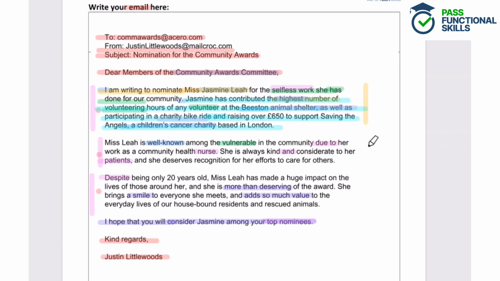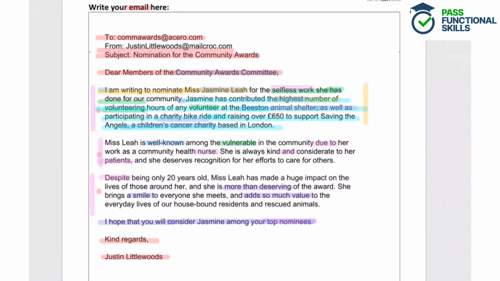Using longer and more complex sentences will show the examiner that you can connect your ideas together and make connections between multiple ideas and pieces of information. So try to include longer and shorter sentences within your answers to get a good variety of sentence structures.